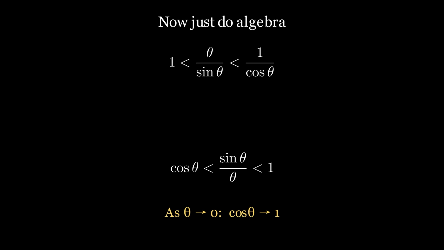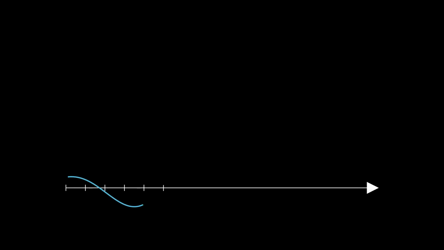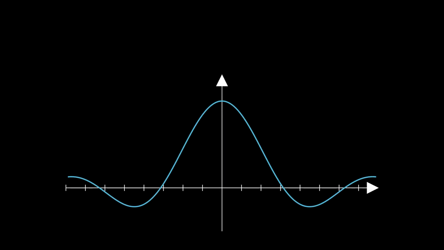Here's the key move. As theta goes to 0, cosine theta goes to 1. So both the left and right walls of that inequality are closing in on the value 1, and sine theta over theta is trapped in between them. That's the squeeze theorem. When a quantity is sandwiched between two things that both converge to the same limit, it has no choice but to converge there too.